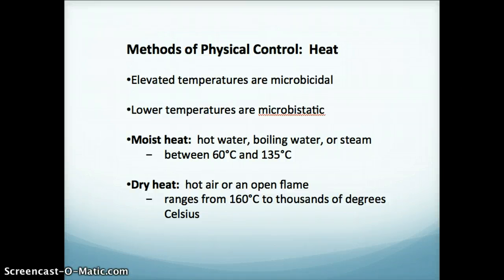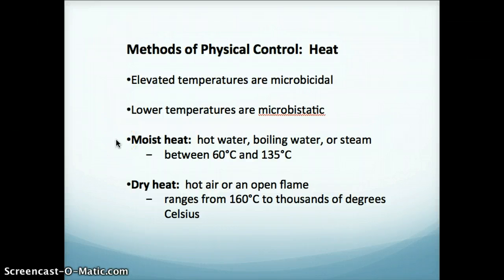There are 6 main controls that we use for physical control, the first of which is heat. At very elevated temperatures, we have microbicidal, which will kill the microbes. And at lower temperatures, we have microbistatic, which, if you remember, static means keep them from really growing or growing more, but it is not going to kill all of them.